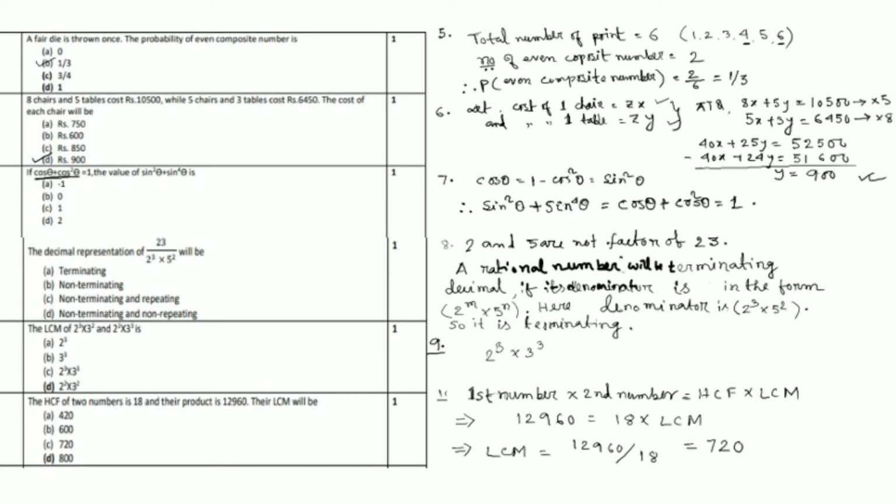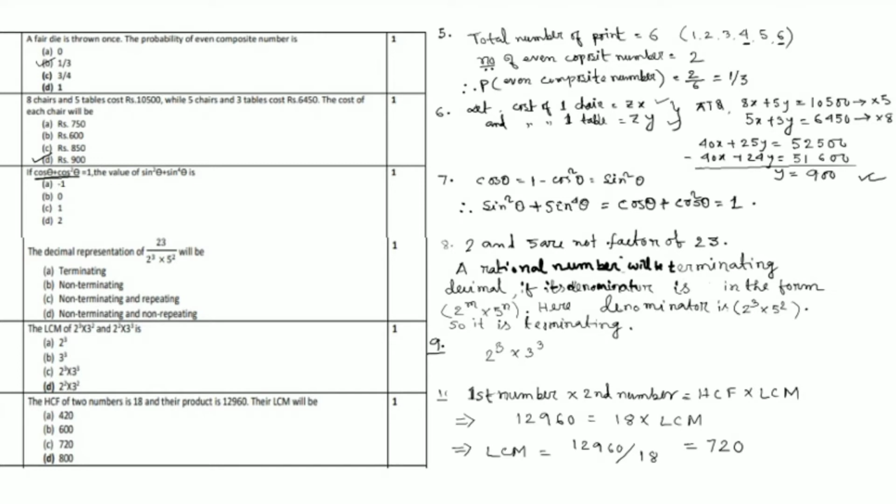Now question number 7. If cos theta plus cos square theta equal to 1, then find the value of sin square theta plus sin to the power 4 theta, options A B C D. Here it is provided cos theta plus cos square theta equal to 1. Therefore cos theta will be what? 1 minus cos square theta. And 1 minus cos square theta means sin square theta. Okay. And we have to find out sin square theta plus sin to the power 4 theta.